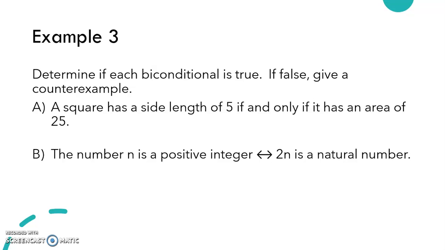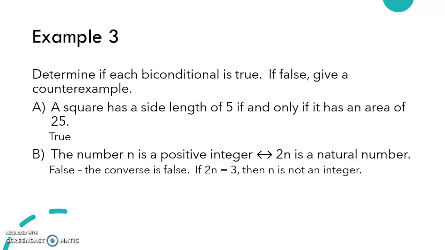So part A is true, because if a square does have a side length of 5, then its area has to be 25, because it's 5 times 5. And if a square has an area of 25, then the side length must be 5. There's no other number that would satisfy that. Okay, so A is true.